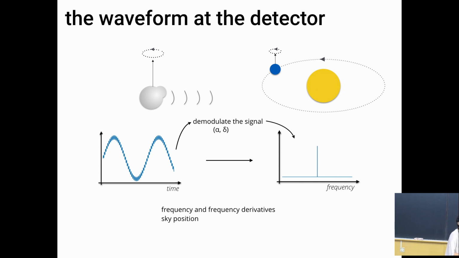But if you do know exactly how the Doppler modulation is going to look, you can then work backwards and retrieve the original signal, and then in the frequency domain, it should be something pretty spiky, let's say. A well-defined frequency, maybe a frequency derivative. Maybe it's spinning down over time.